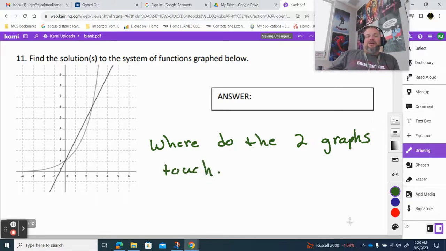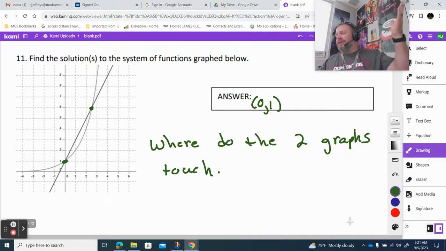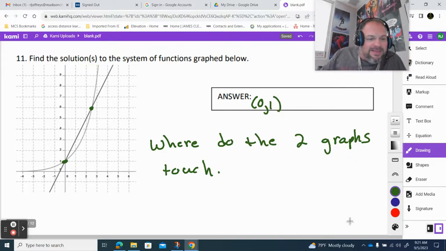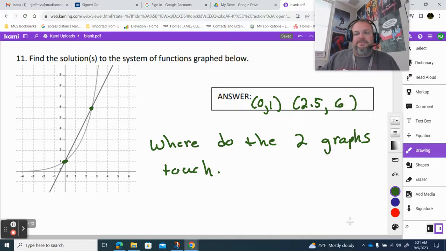Okay, so find the solutions. We're looking at where these two touch. That's here and here. We're going to say here, which is not good at all. All right. This is at (0, 1). And again, I'll try to make sure this graph is a lot better. This looks like 2.5 and 6.